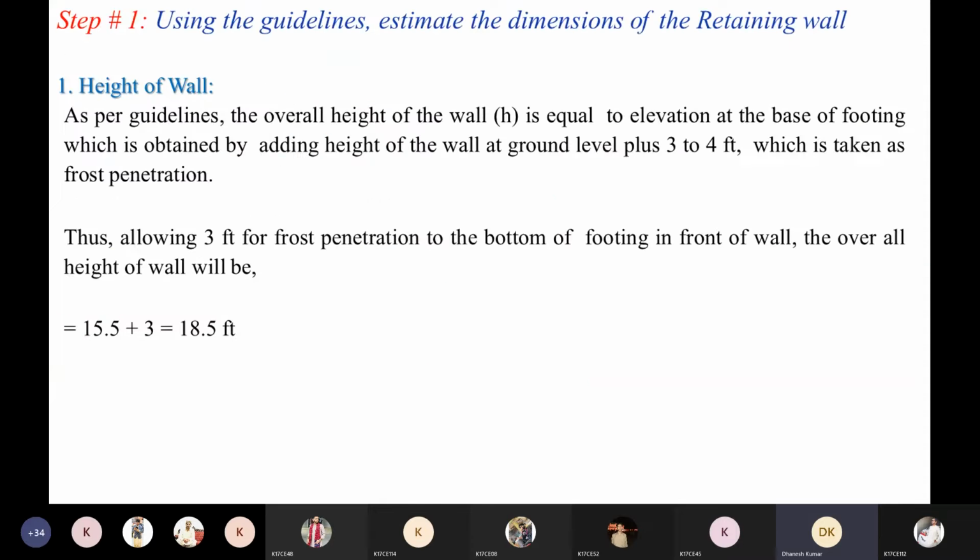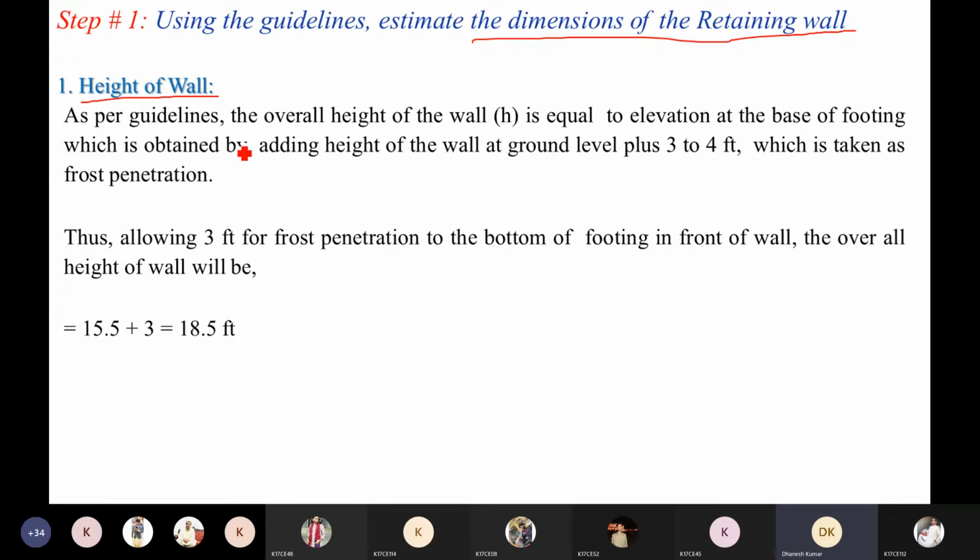Okay, so let's design our retaining wall by using the guidelines. So we have our step one, that is using the guidelines, estimate the dimensions of the retaining wall. We have four points in our guidelines. In our first point, we have height of the wall. First of all, let's talk about the height of the wall.